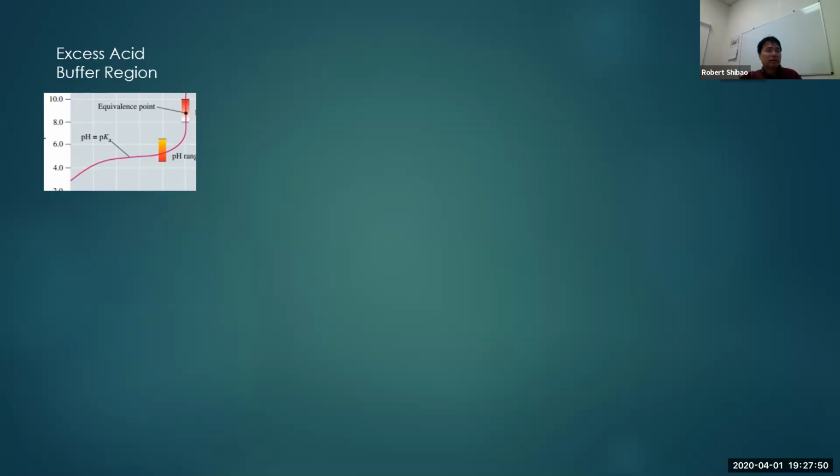Okay, so we're in the buffer region here. And so we're going to look at the half equivalence point first, right here. The half equivalence. And so that's halfway between the start here and the end of this. The end of this is just when we neutralize it. The end of a titration curve doesn't end until we're way past the equivalence point. In Chem 1A titration, you'd stop here.